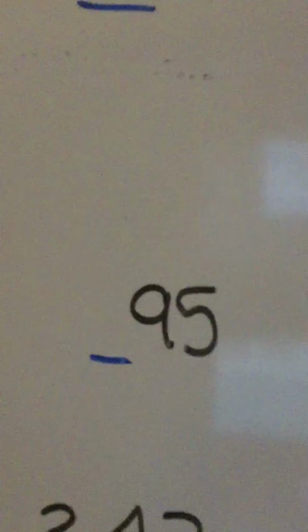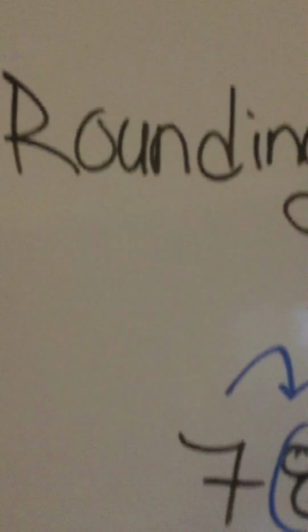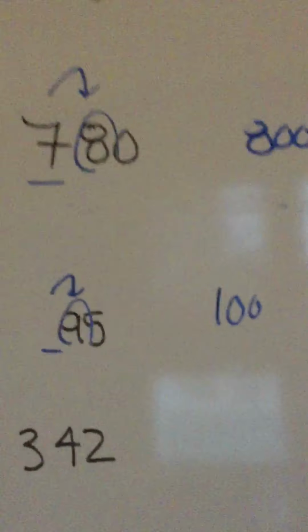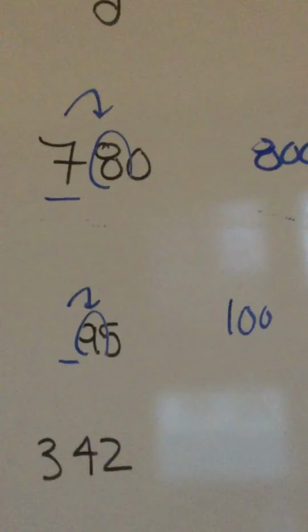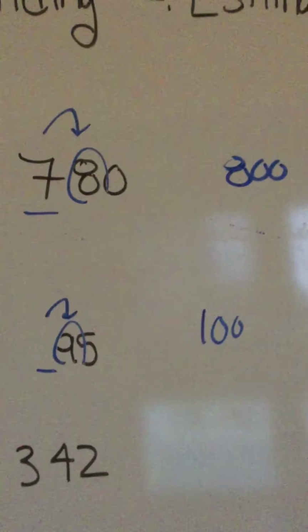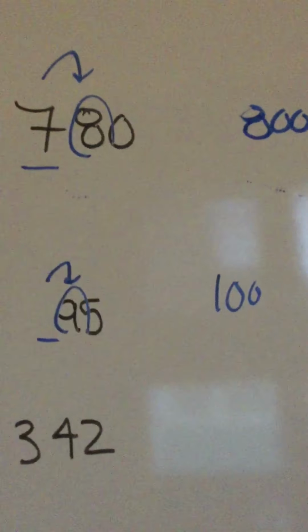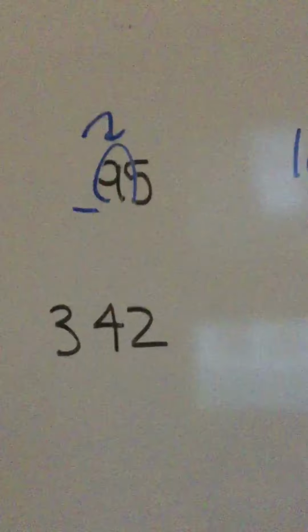I'm looking at this number. There is no number in my hundreds place, but I'm still rounding to 100. So I'm still going to do the same thing. I'm going to look at the number that would be behind it. Is it 5 or above? Yes. So we will be rounding 95 to 100. And you can kind of look in your head and think, okay, yes, 780 is definitely closest to 800. 95 is definitely closer to 100 than it is to 90.